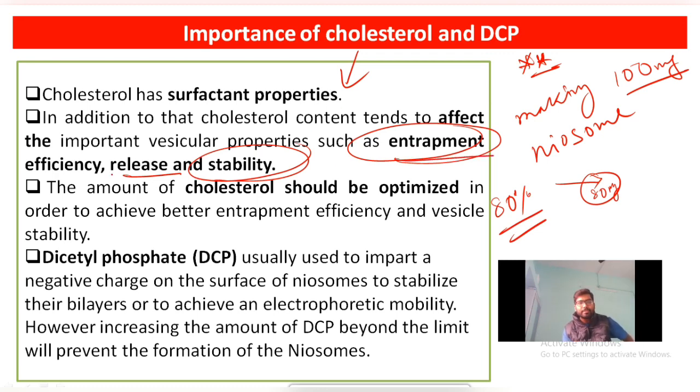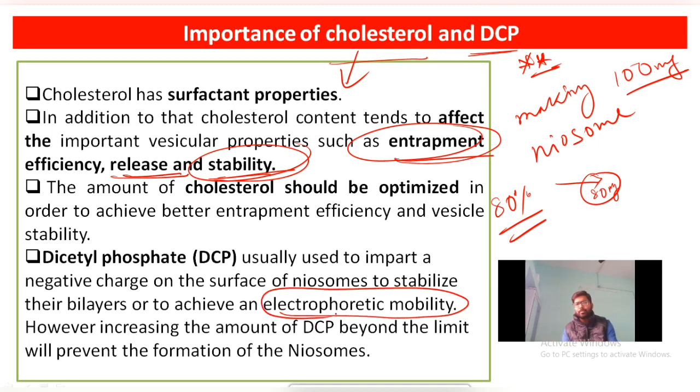So entrapment efficiency, drug release, and vesicle stability are all impacted by cholesterol and DCP, diacetyl phosphate. Again, the amount of cholesterol and DCP should be optimized because of the stability of the vesicle, and in case of drug release, most of the time you should optimize the formulation with your cholesterol content and DCP content. DCP means diacetyl phosphate, which has a negative charge, and it will provide electrophoretic mobility for Niosomes.